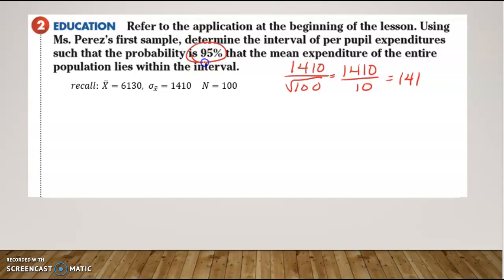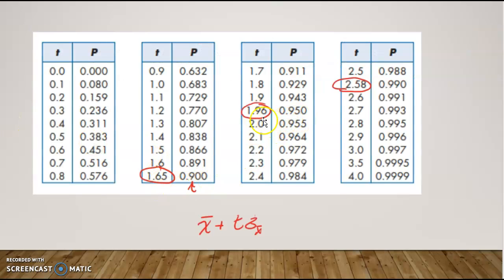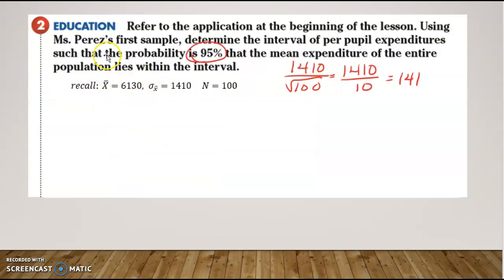Now, we want a 95% interval, and so back here, where I corrected that, 95% interval is a 1.96. Okay? So, what you're going to have is your mean, 6130. On the right-hand side, I'm going to add this 141 times that 95% was the 1.96. On the left-hand side, I'm going to subtract that thing.